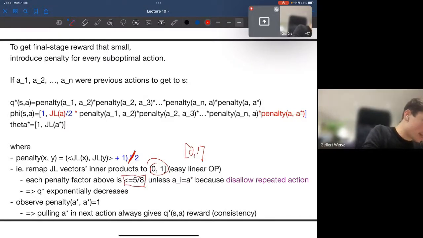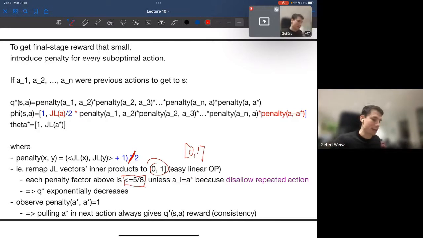but as I said, unless the action that you choose is A star, because we also disallow repeated actions. Whenever you take an action, you shouldn't take the same action. If you do, we'll just say you got 0 reward and you're done, and that Q star on that action is all 0, because we can say that's an illegal action. If you take it, you're done. You're not going to get any reward, but you know this, so you're never going to try taking the same action twice in a row.